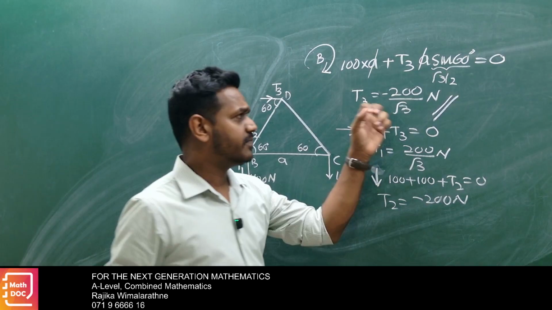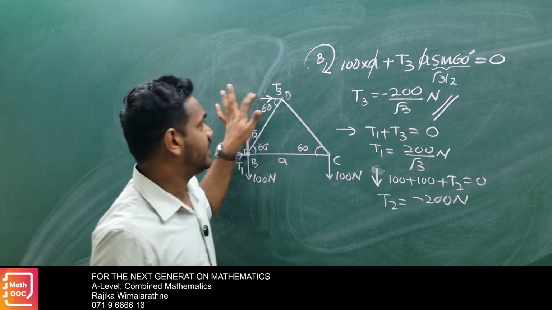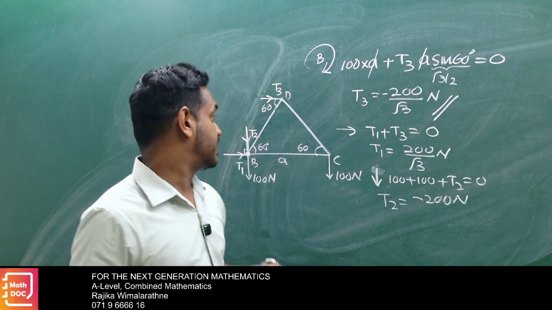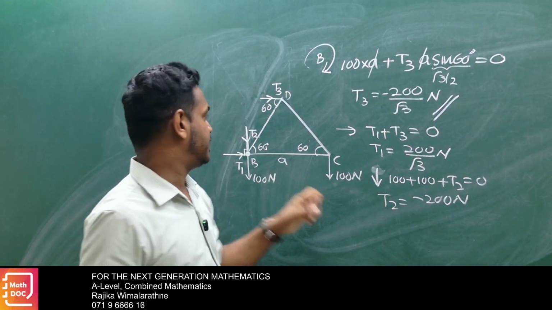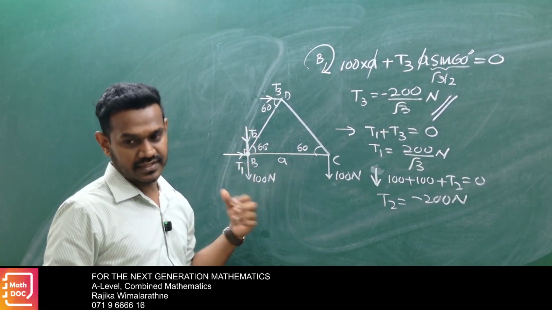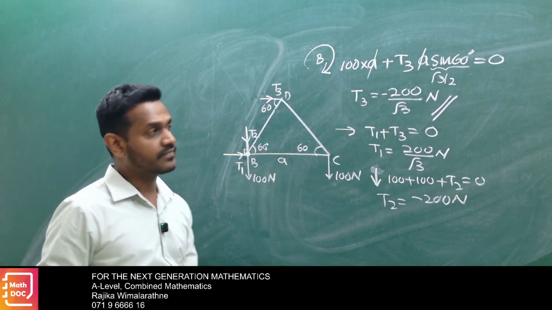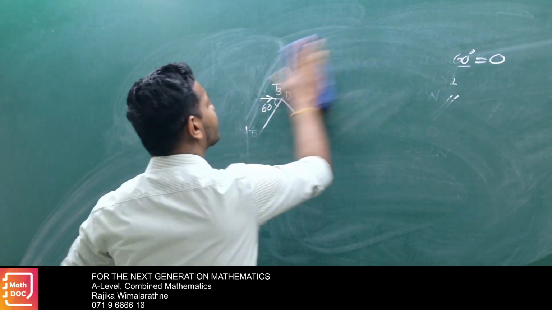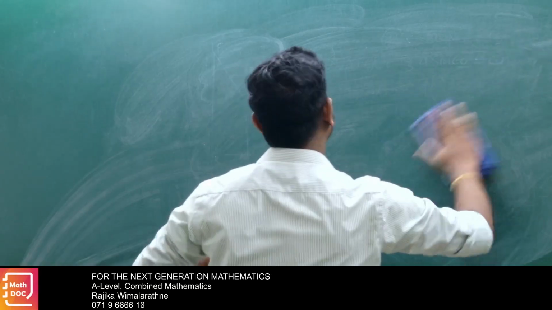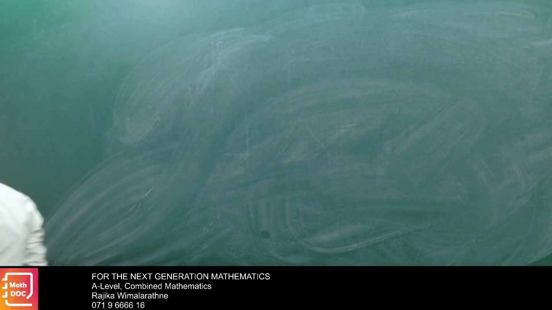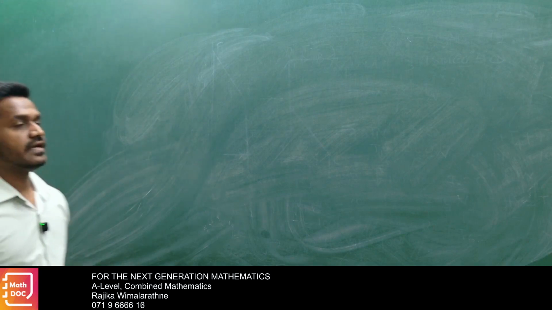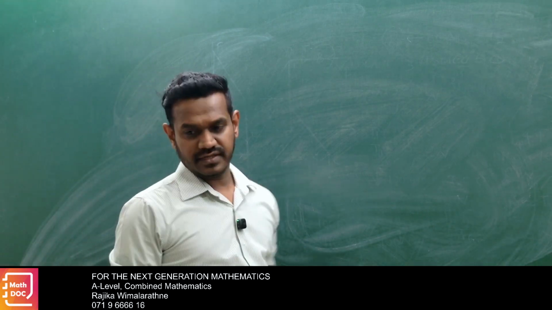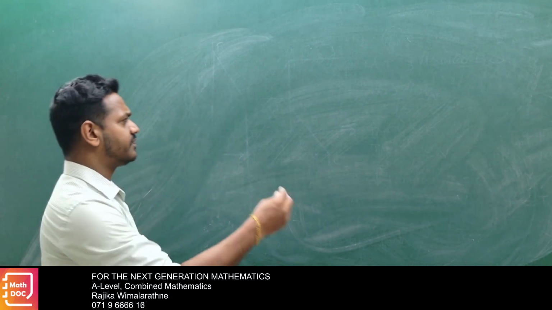Okay, then here minus means T3 tension, T2 minus means T2 tension, no? The other one is thrust, okay. Okay, let's do one more.